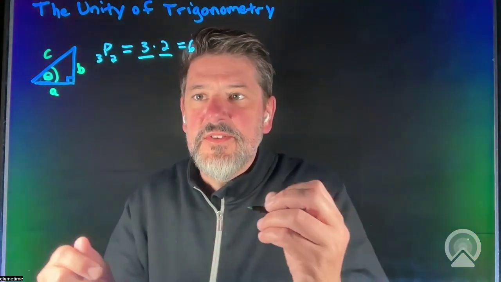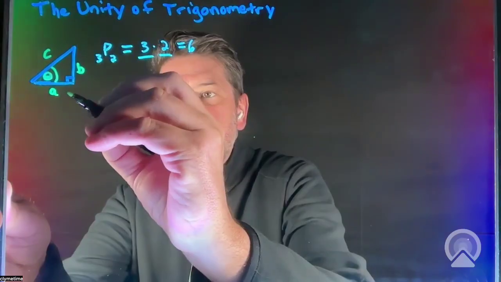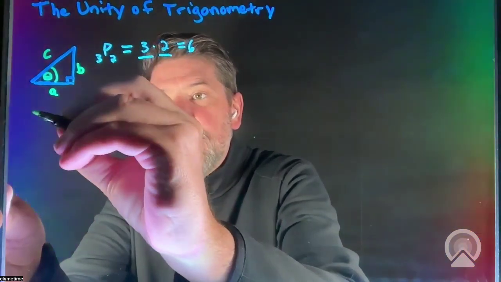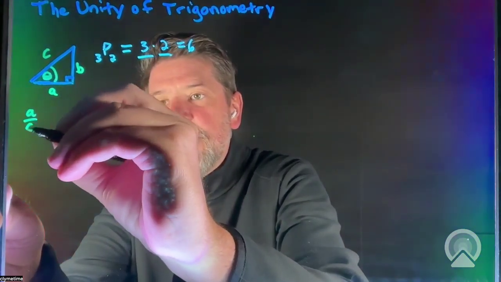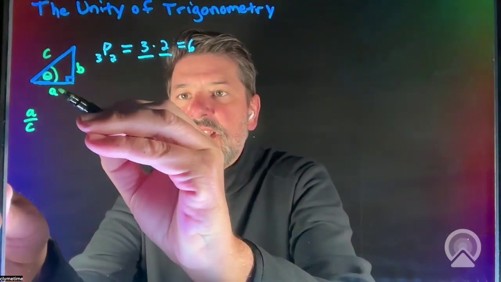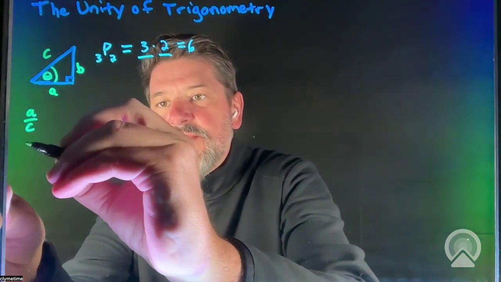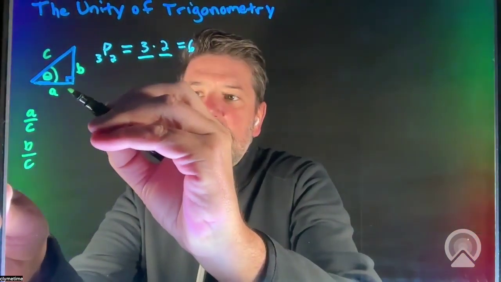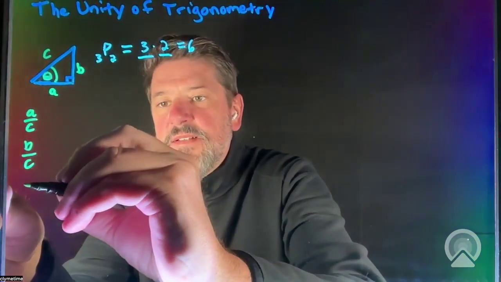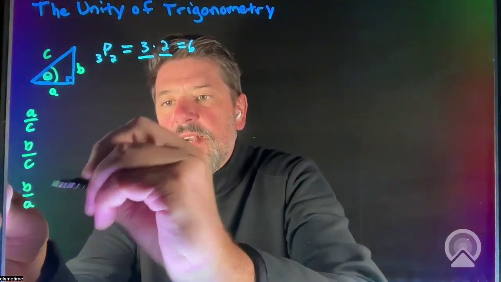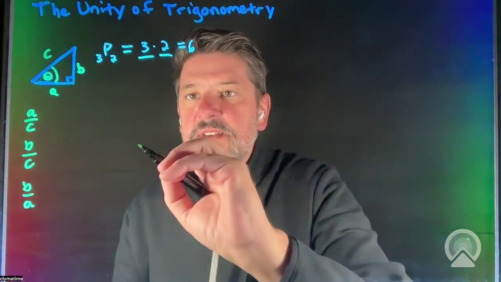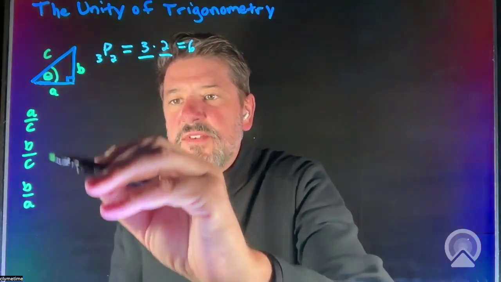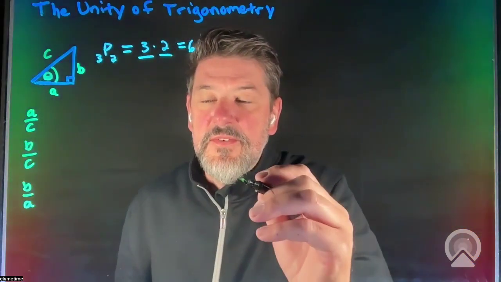So what are my different ratios? One possible ratio is I could take A over C. Another possible ratio is I could take B over C. A third ratio I could take is B over A. All right, and I just told you there's 6 possible ways to create ratios out of these 3 sides. So here's 3 of them. What are the other 3?